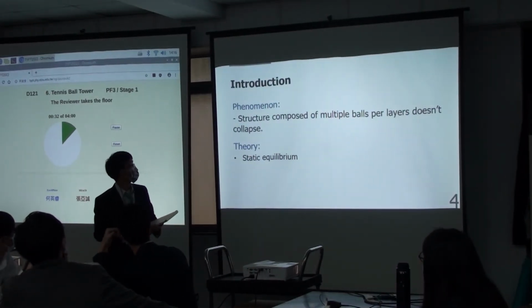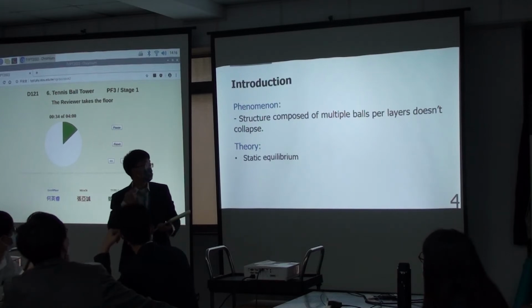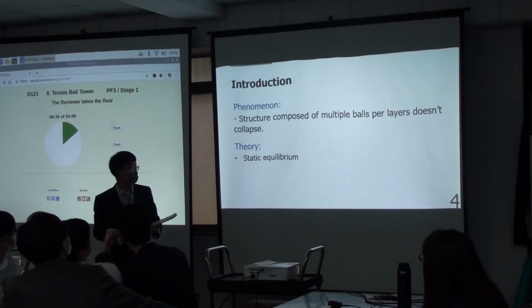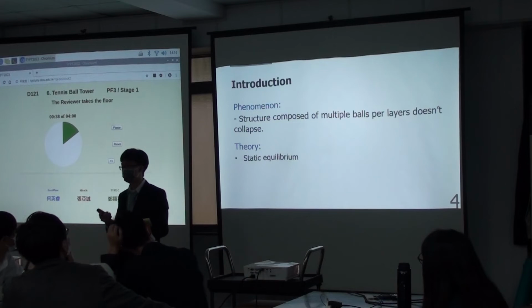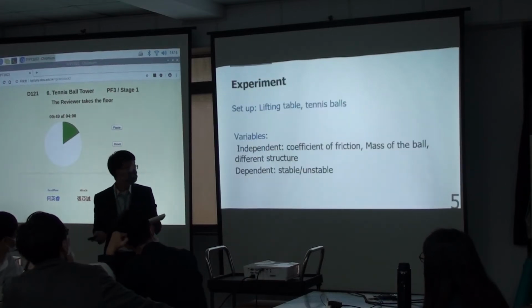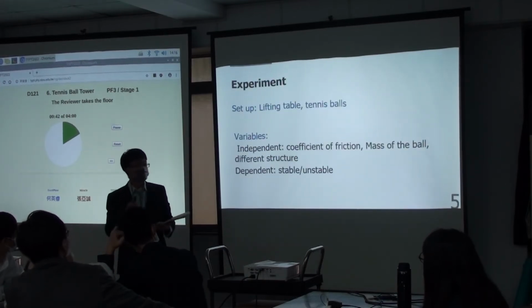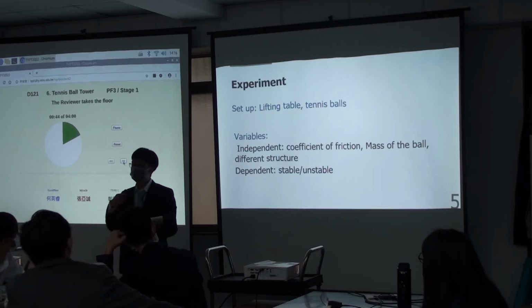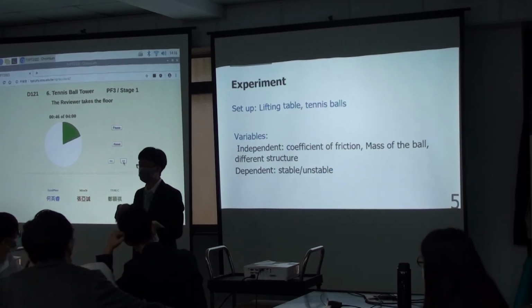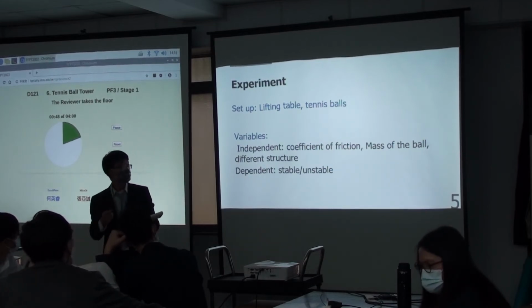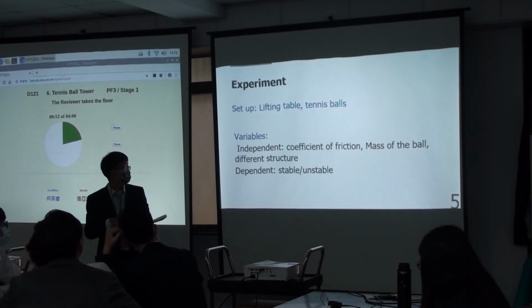First, the reporter explained the structure composed of multiple balls per layer wouldn't collapse. And for this theory, he used multiple equations to explain static equilibrium. And for his setup, he uses a lifting table to calculate the coefficient of friction, and also obviously tennis balls.